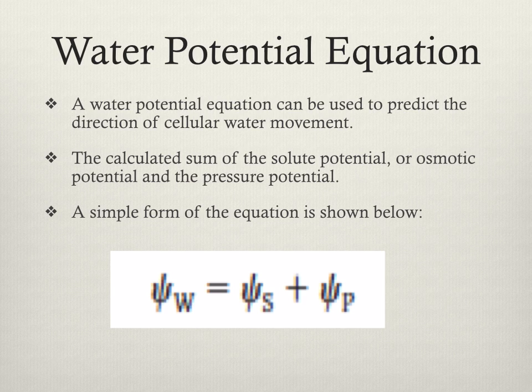The water potential equation is used to predict the direction of cellular water movement. Using information about the solute concentration inside and outside plant cells, in addition to the pressure exerted between the cell and plasma membrane, water potential can be calculated.